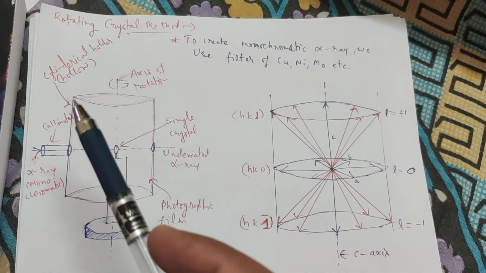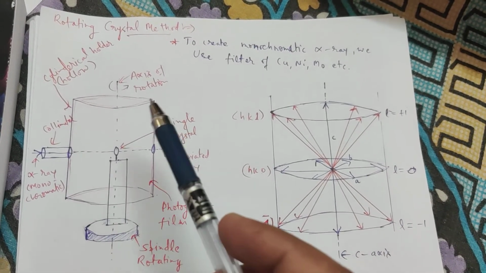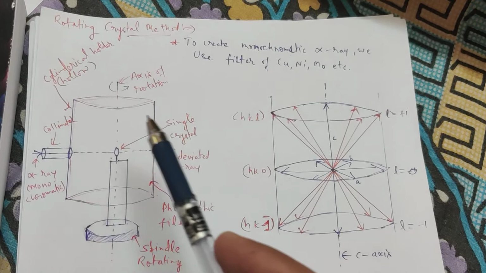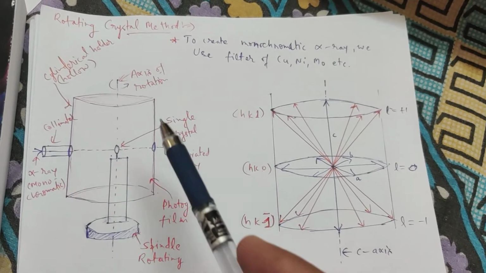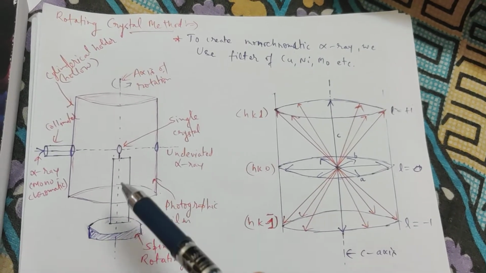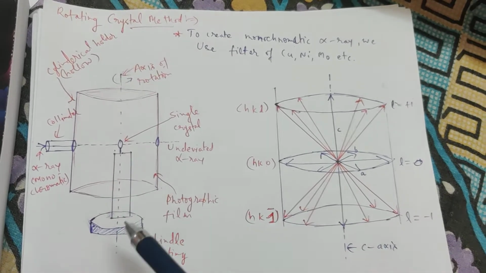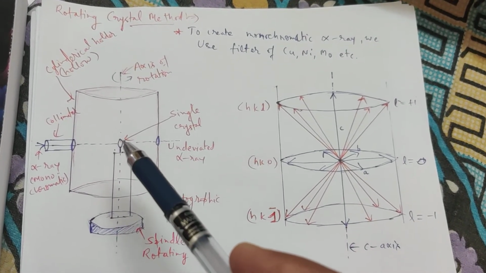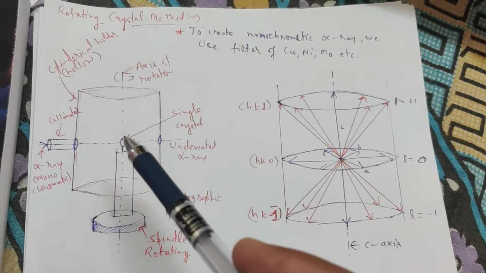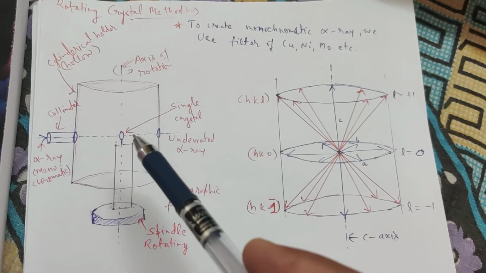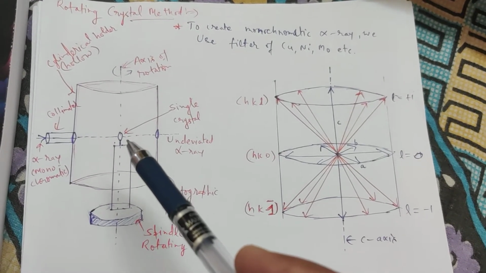So this is the setup. We are taking a hollow cylindrical holder, and on its walls there will be photographic film. Therefore it is acting as a camera, because the diffraction pattern will be obtained on this photographic film. The single crystal is placed on this rotating spindle. The spindle rotating means the crystal is being oriented in different directions, that is, its angle theta is changing continuously.